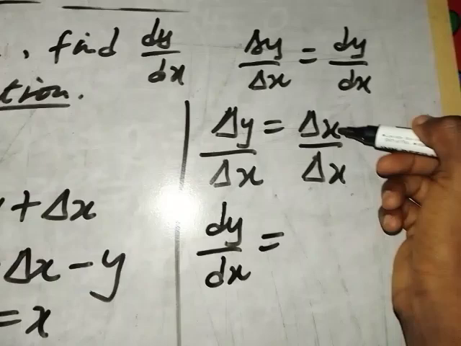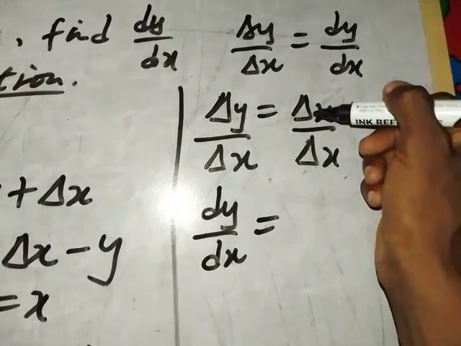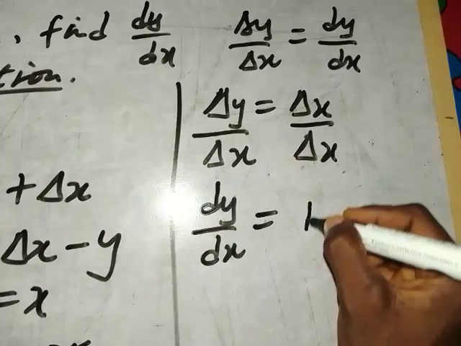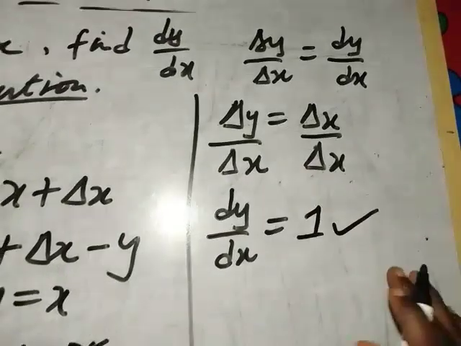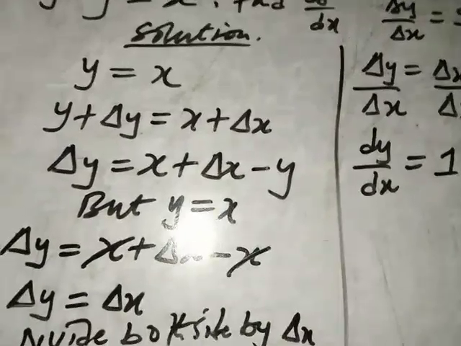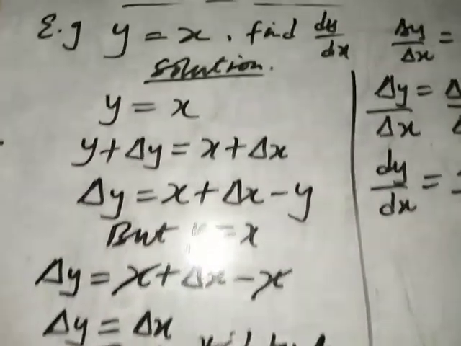Now remember, anything divided by itself is 1. So dy/dx is now becoming 1. So that is the final answer on how to solve first principle differentiation.